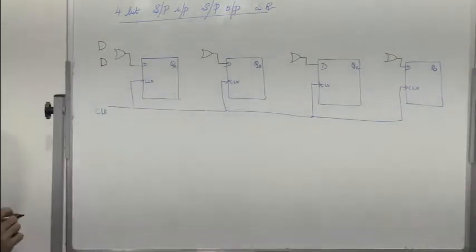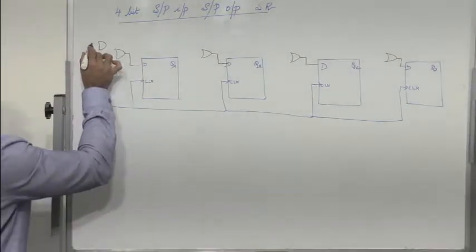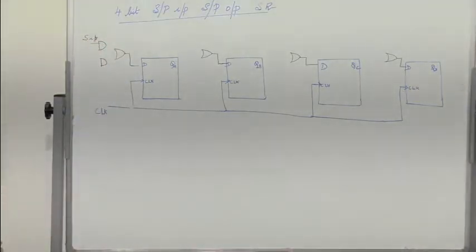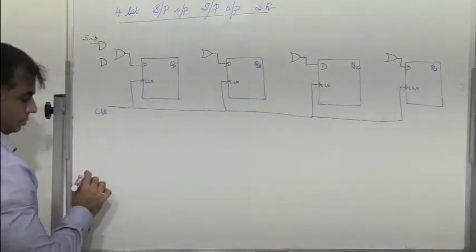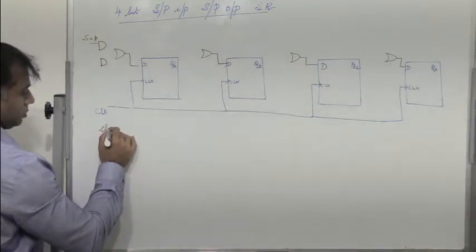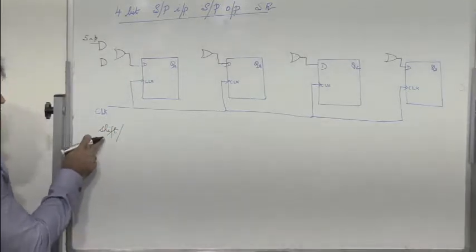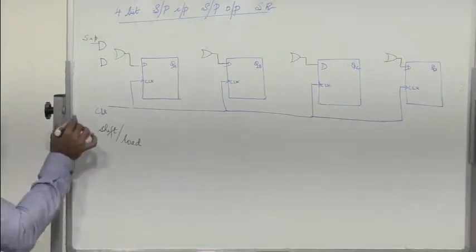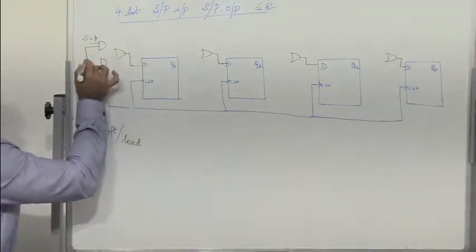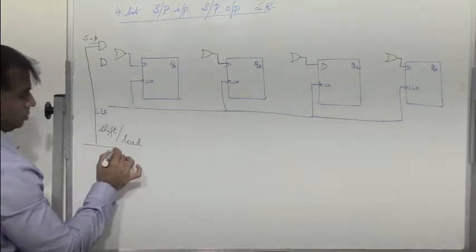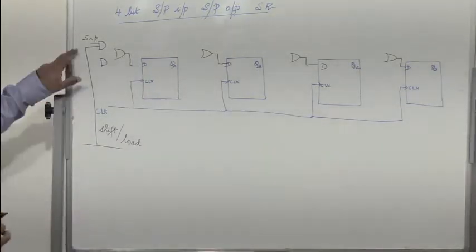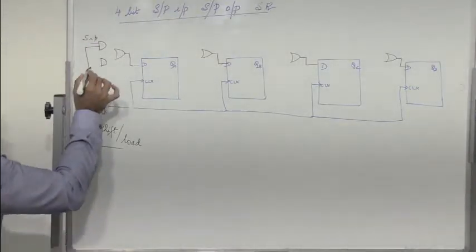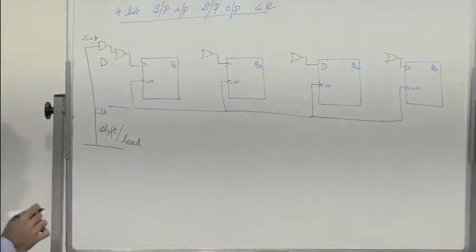So I use 2 AND gates. I have serial data input. Okay, and I also have a control line which says I use the serial shift mode or load. So when this is 1, we operate in the serial input mode. So I connect this to the input of an OR gate.